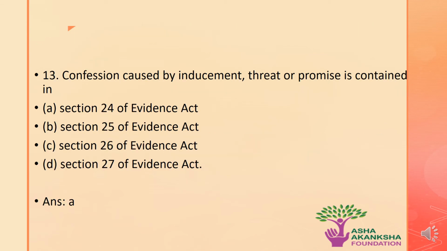The next question is, the confession made by inducement, threat, or promise is contained in which of the following sections? The options are A, section 24 of the Evidence Act, B, section 25 of the Evidence Act, C, section 26 of the Evidence Act, or D, section 27 of the Evidence Act. The correct answer to this question is option A, that is section 24 of the Evidence Act, which states confession caused by inducement, threat, or promise.